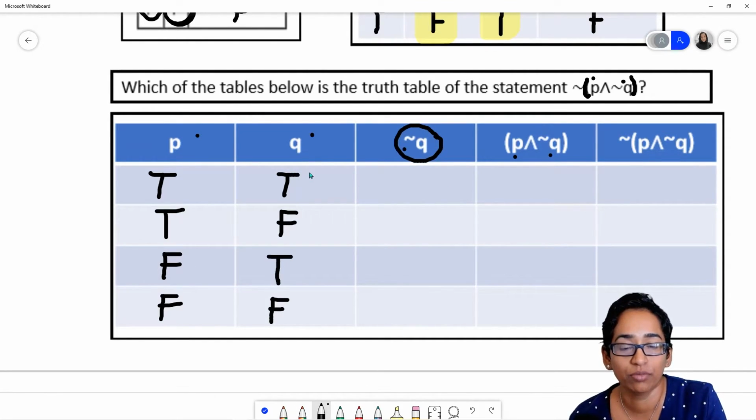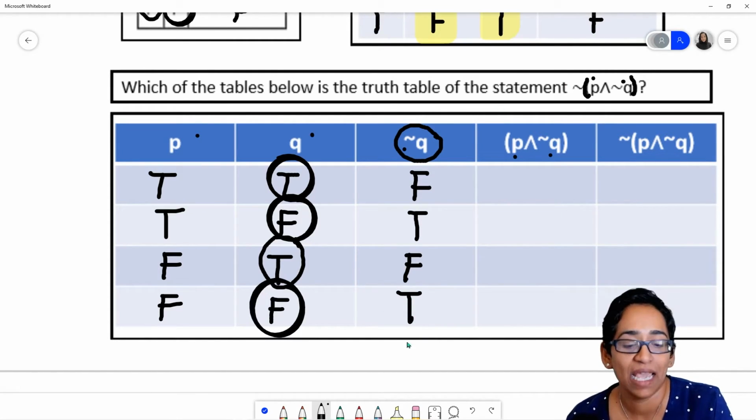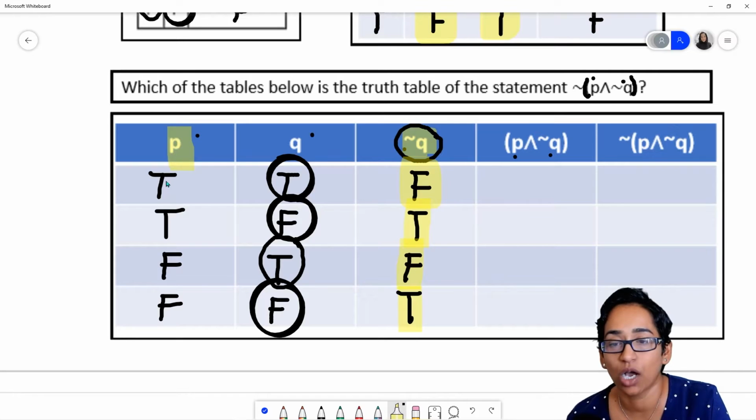Negation Q: the negation of true is false, the negation of false is true, the negation of true is false, the negation of false is true, right? And now what am I looking at? I'm looking at not P, right? These two columns, right?